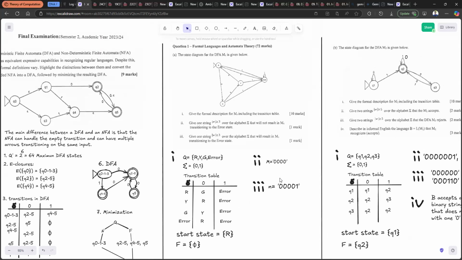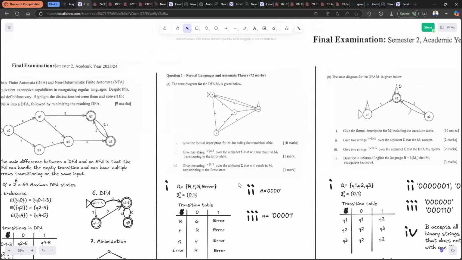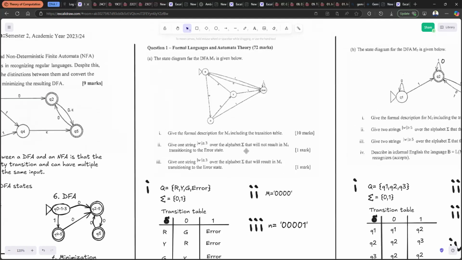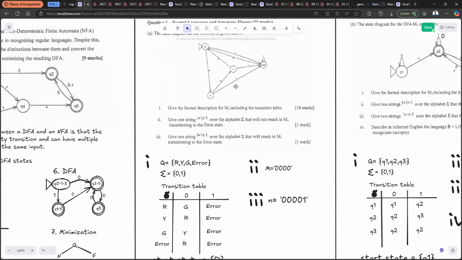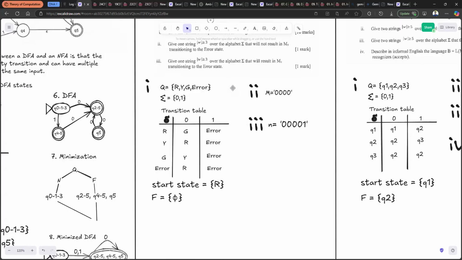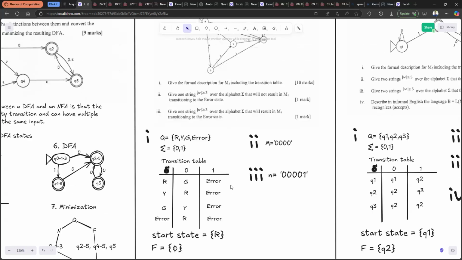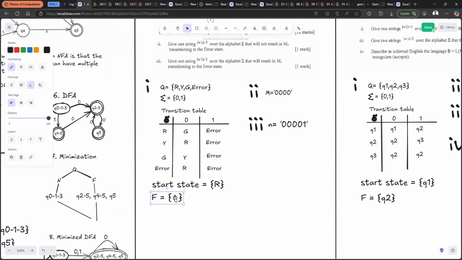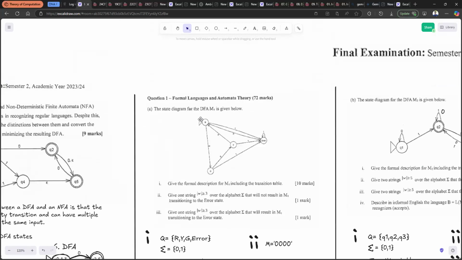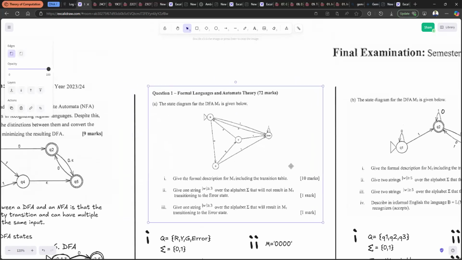Moving on to the next question, I won't be so detailed anymore. This is just a DFA, so given the formal definition. So they gave us this DFA and they want the formal definition. Remember, a DFA is a 5-tuple. You have the set of states, you have the alphabet, the transition table, the start state, and the final state. And there is no final state. That's why I have empty here. There is no final state in this diagram.